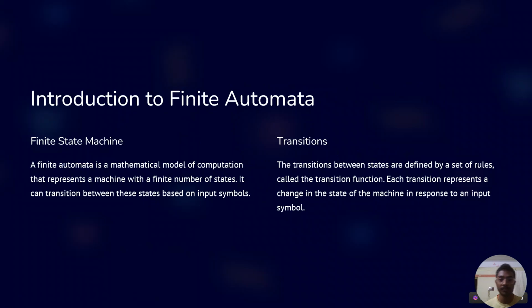Before that, we need to know what a finite state machine is. A finite state automaton is a mathematical model of computation that represents a machine with a finite number of states. It can transition between these states based on input symbols. Then we also have transitions. The transitions between states are defined by a set of rules called the transition function. Each transition represents a change in the state of the machine in response to an input symbol. So this is what is called the transitions.